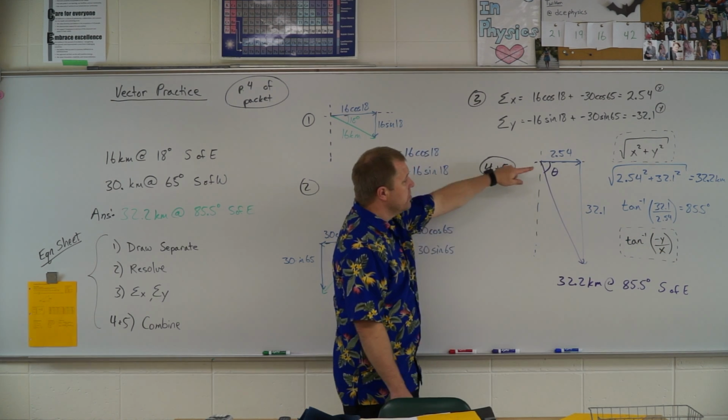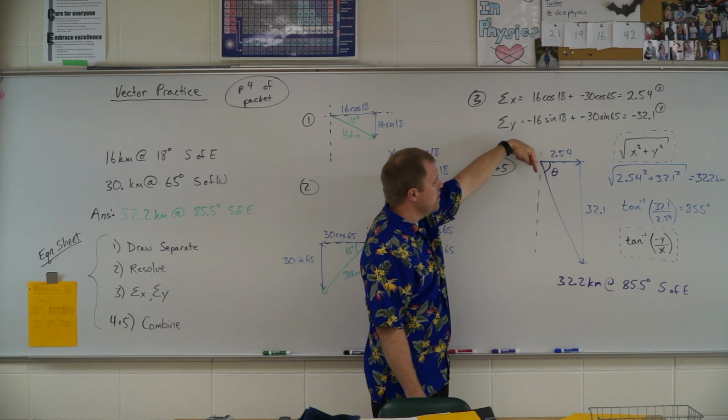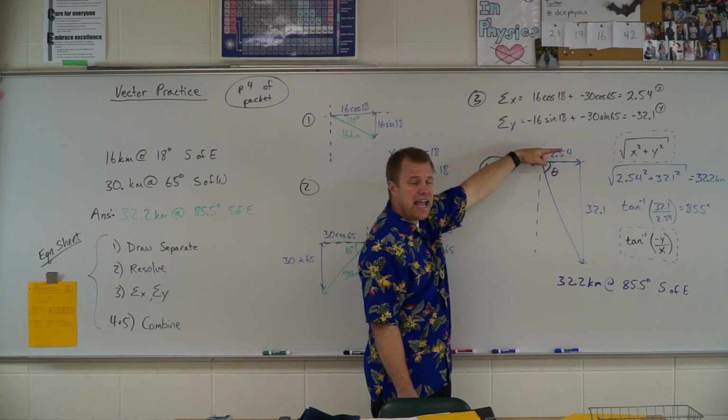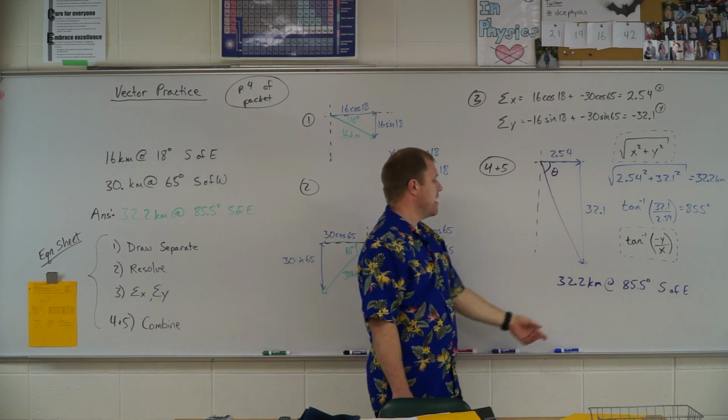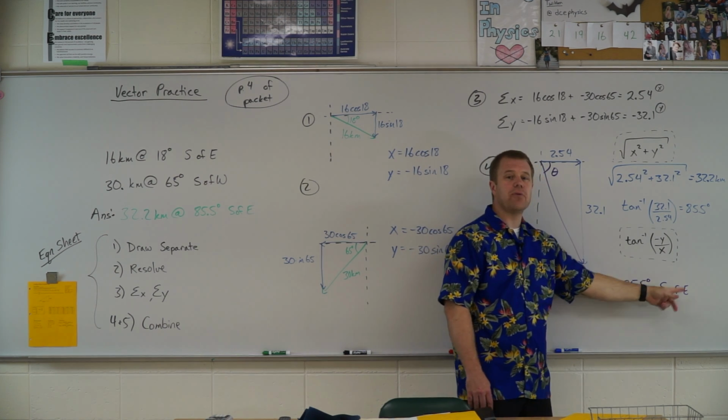In the end, you'll notice that this angle is between our vector and east, and it's on the south side of east, so that makes this 85.5 degrees south of east.